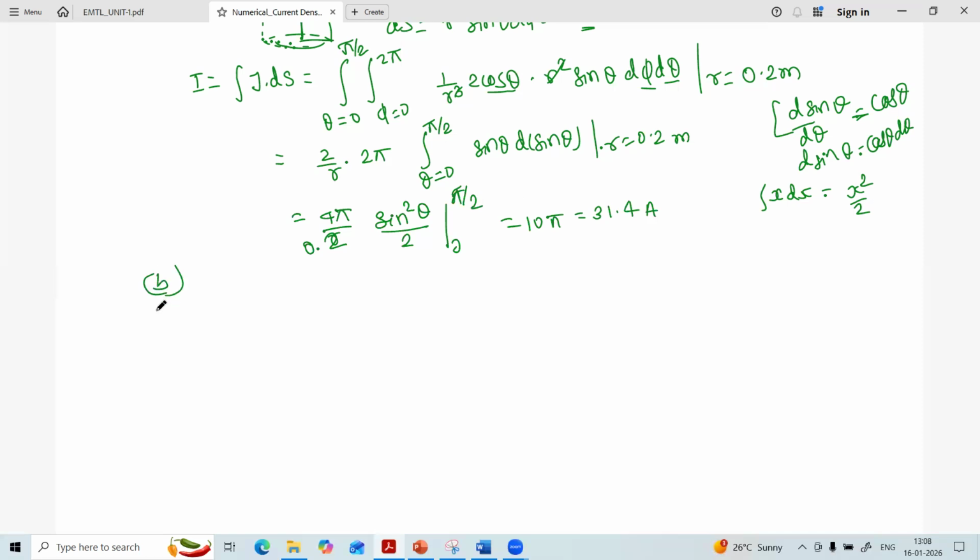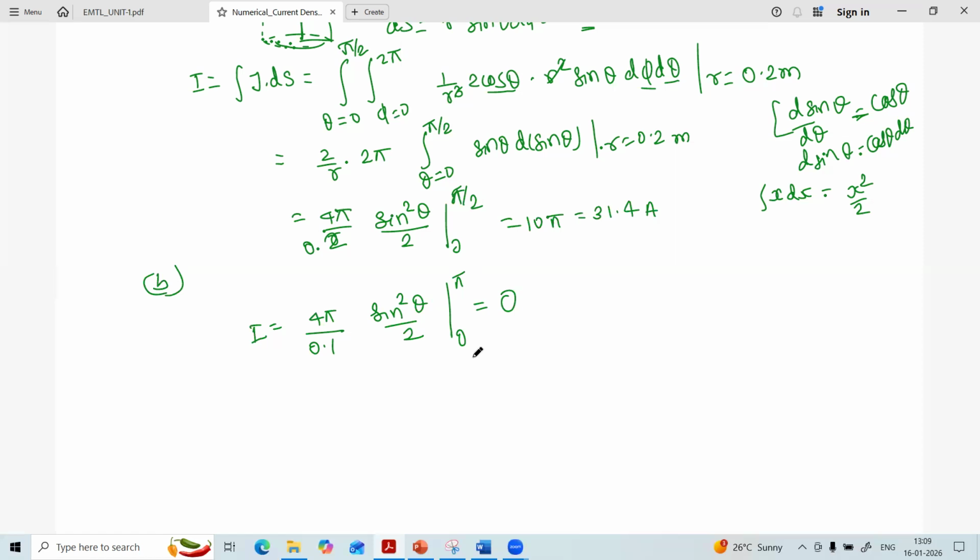In the case of a sphere, what will happen? Here the theta value is going to change. The current and everything else will be the same as here, only the radius is different. So 4 pi by radius, which is 0.1 meter, and again we have the same sine squared theta by 2, and theta changes from 0 to pi. By substituting these values, you see that it is going to be 0.